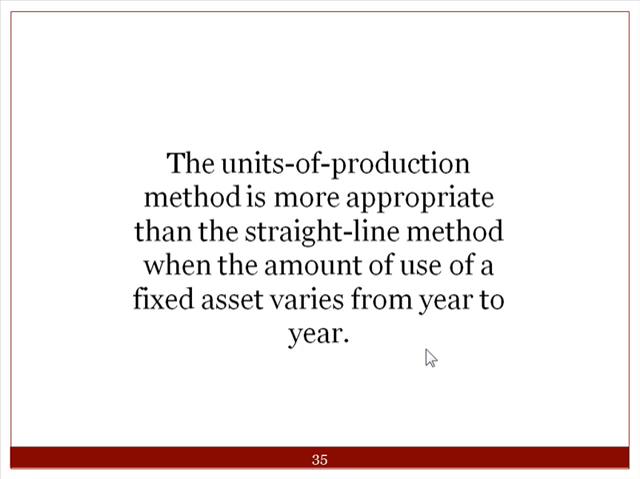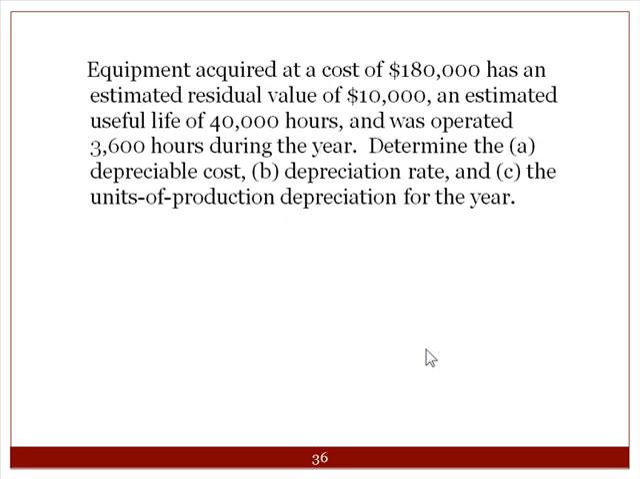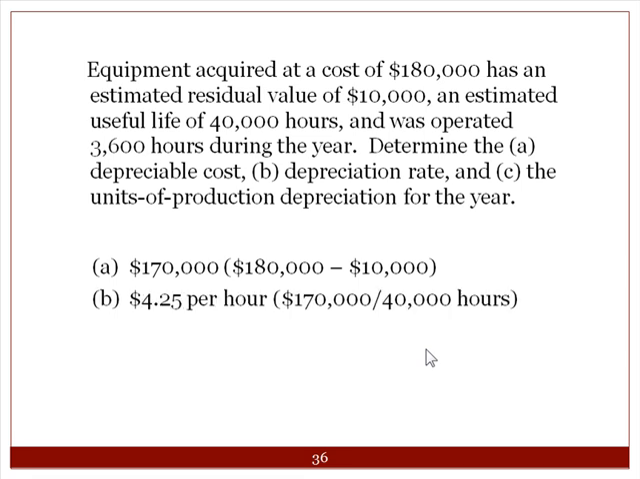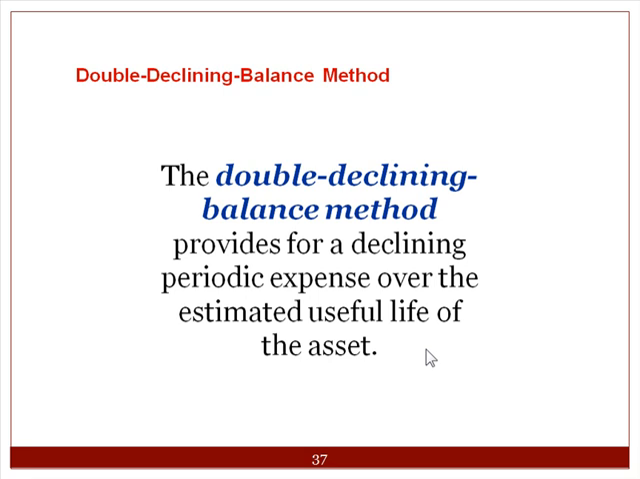The unit of production method is more appropriate than the straight line when the amount of use of a fixed asset varies from year to year. So here you have a cost of an asset of 180,000 with a residual value of 10,000, and it has a useful life of 40,000 hours, and it was operated for 3,600 hours. So you're going to take your 170,000, the 180,000 minus the 10,000, divided by the 40,000 hours, which is $4.25 an hour, times the 3,600 hours. The first year is 15,300.